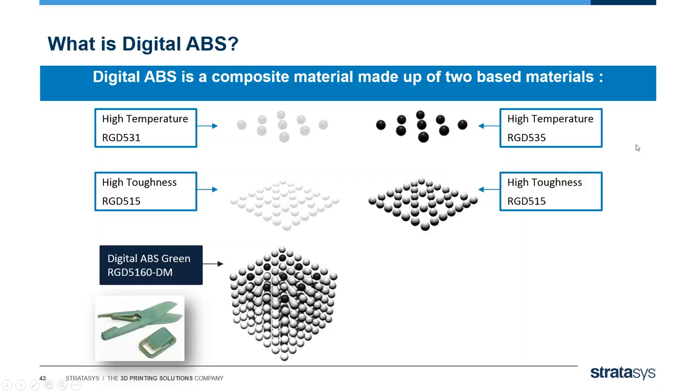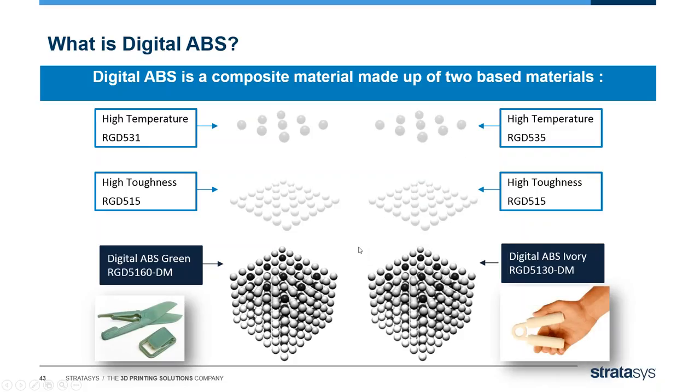On the other side, you have 535, and 515 is the same for the toughness, and you create the ivory version. And there's a mistake here, sorry guys, this is wrong. This has to be 535, and on the right side has to be 531. This is a minor thing, so please be aware. These two materials have to be changed, but it doesn't matter as long as you know how it works.